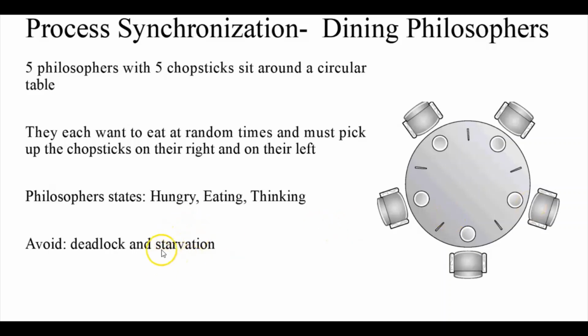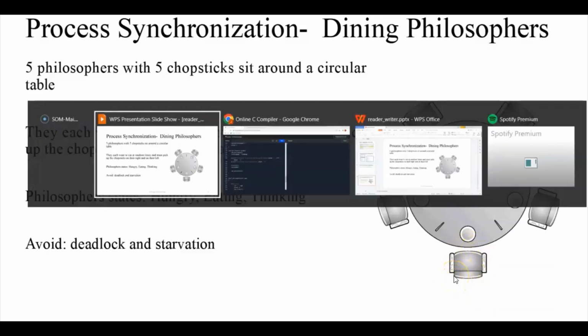And for starvation, for example, this philosopher is hungry, and whenever he tries to grab the chopsticks, either one or both of the neighbors are eating, and as a result this philosopher might not get a chance to eat. Now we'll look into the code details.